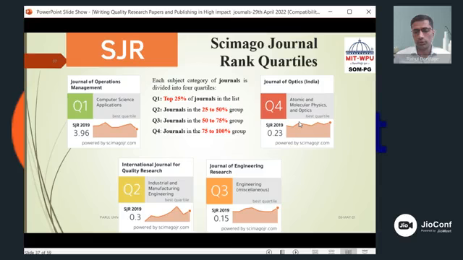So we should be able to understand whether our journal is in Q4, Q3, Q2 or Q1 based upon the subject area. Not all journals are classified together; within each subject area, they try to classify the indexed journals as top 25, 25 to 50, 50 to 75 and 75 to 100. That's Q1, Q2, Q3, Q4.